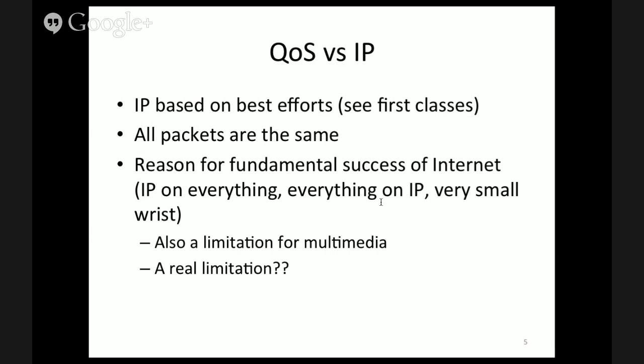This paradigm, which we also call the end-to-end paradigm, is one of the reasons for the fundamental success of the internet. By taking this approach, we can have IP running on top of every network, and we can have every application running on top of IP. Plus, we have this very thin waist, in that IP provides a very limited set of functionality and APIs. Of course, the fact that all packets are treated the same is also a limitation for multimedia.